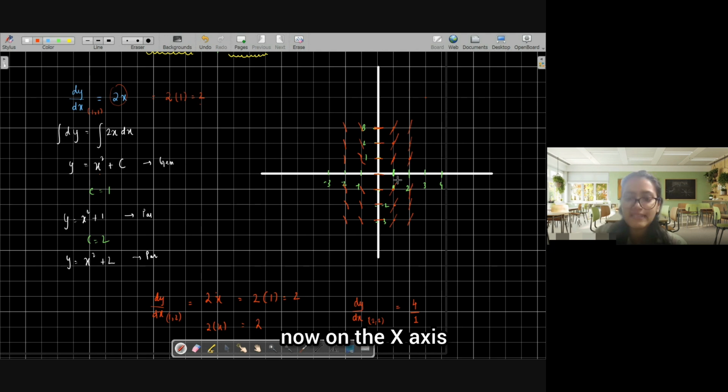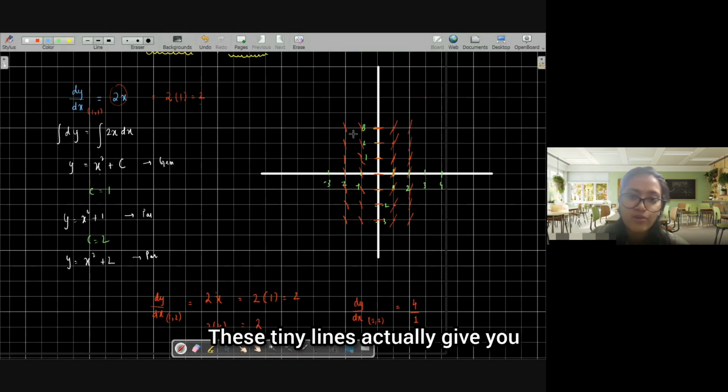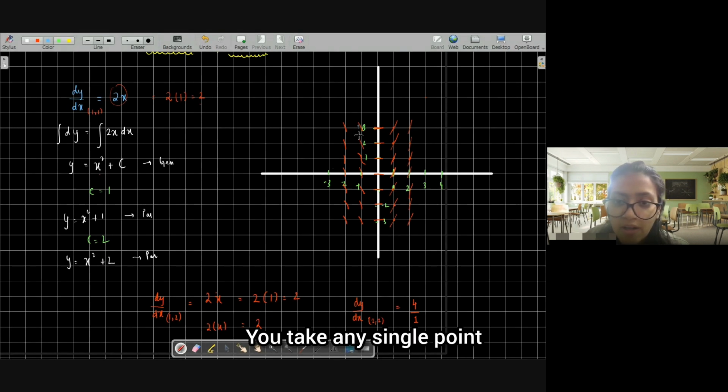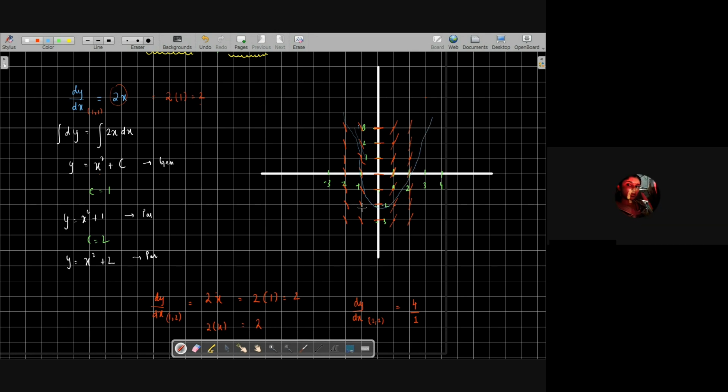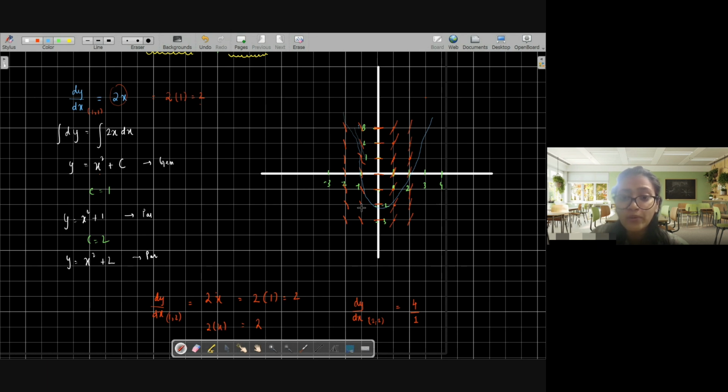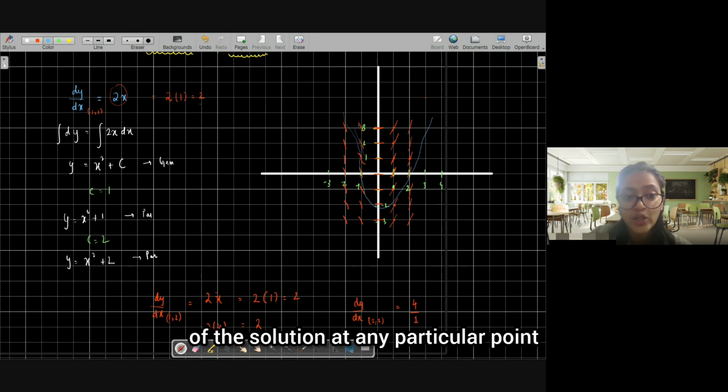Now on the x-axis, what kind of coordinates do we have? Well, 1 comma 0, 2 comma 0. So that will not change. This will be 2, this will be 4, this will be negative 2, negative 4, and so on. You can see these tiny lines, and if you take any single point, you kind of get a graph. On the left hand side, it will have this type of graph. This is the solution that you will get, a parabola. These tiny lines represent the slope of the solution at any particular point.